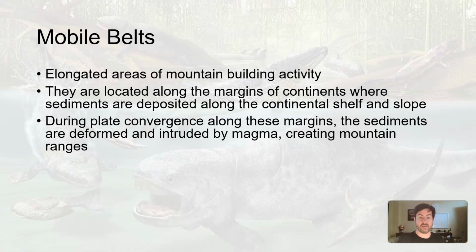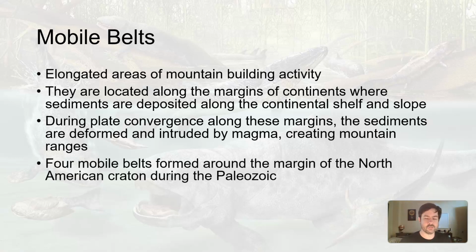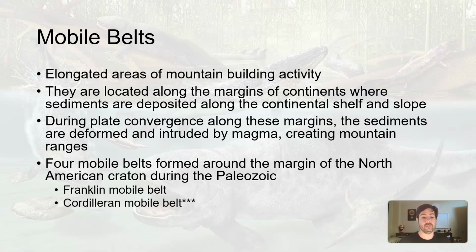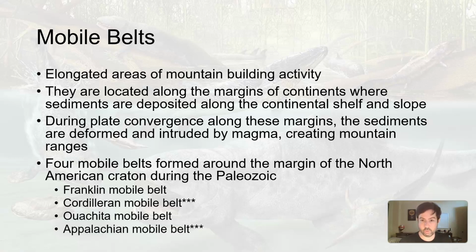Typically now, as we're in this Phanerozoic eon, as the craton is weathering, there's a lot of sediment being dumped out and turned to sedimentary rock. So we have a lot of sedimentary rock being built along the margins of these cratons, and as these things are getting crumpled up due to tectonic activity, different continents crashing together, it's also going to be intruded by magma. It's also going to be creating metamorphic rocks with heat and pressure. So during this time in the Paleozoic, there are 4 mobile belts formed around the North American craton: the Franklin, Cordilleran, the Ouachita, and the Appalachian mobile belts.